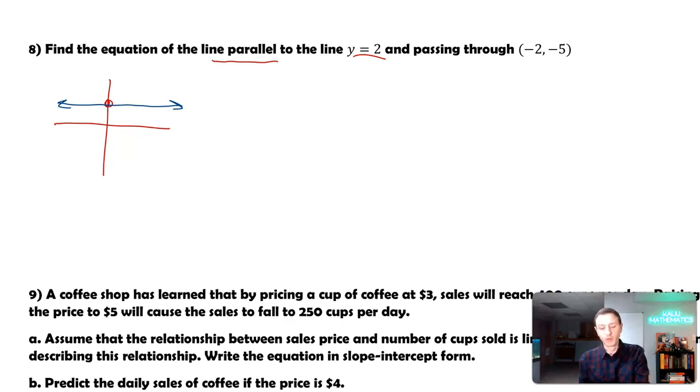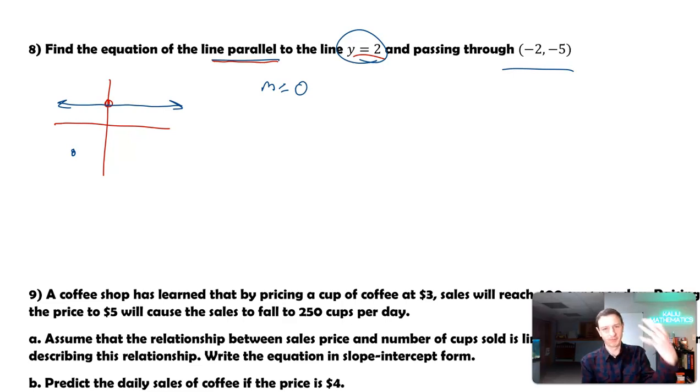I'm sorry. We want this line to be parallel to this line, but it passes through the point -2, -5. So that'd be somewhere down here. There are a couple of different ways to do this. You can use point-slope if you want to, but we understand that parallel means the slopes are the same, so the slope would be 0.